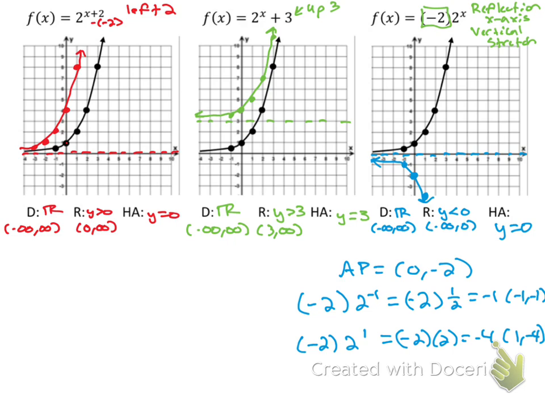So domain is still all real numbers. That range now, y value is less than 0. -infinity to 0. Asymptote is y equals 0. Okay. Questions there? Any questions there? Okay.